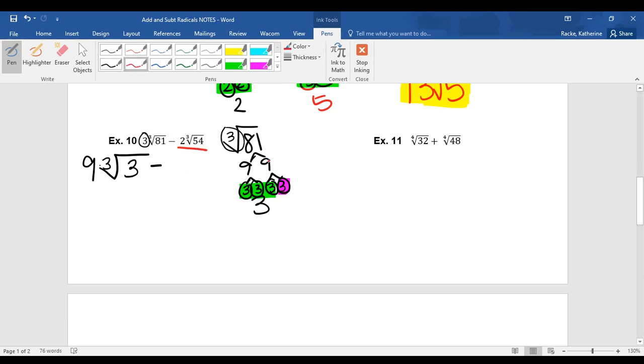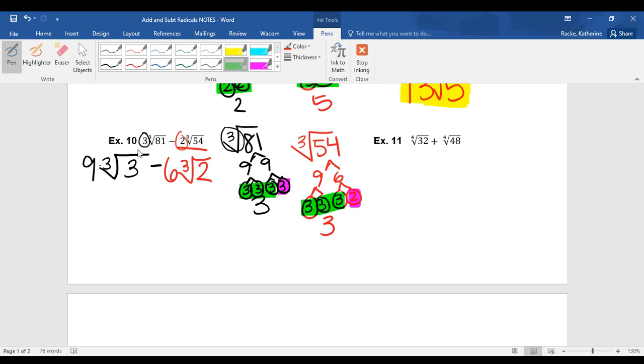Now I'm going to do the cube root of 54, which breaks down into 9 and 6. 6 breaks down into 3 and 2, and 9 breaks down into 3 and 3. Okay, looking for a group of 3. There's one right there, and I have a 2 left over. So this group of 3 that I'm pulling out needs to be multiplied by the 2 that was already there. 3 times 2 will give me 6, and I have the cube root of 2. Okay, so now I have 9 cube root of 3 minus 6 cube root of 2. So they are the same roots, but they're not the same number underneath the radicals. So I cannot simplify it any more than this. Sometimes it will just be simplifying the radicals, okay? That is your final answer there.